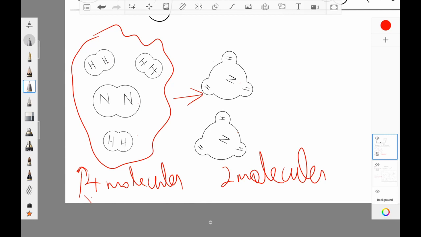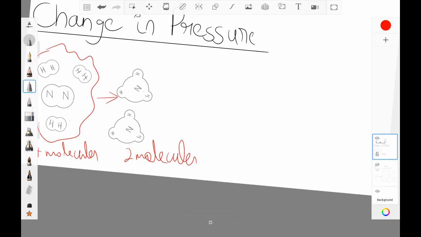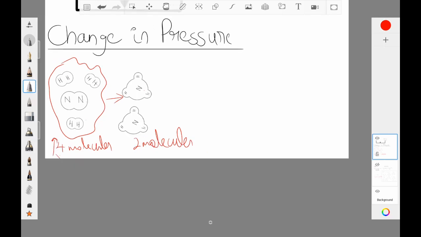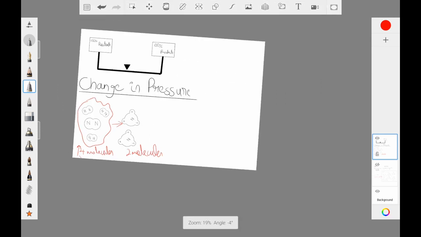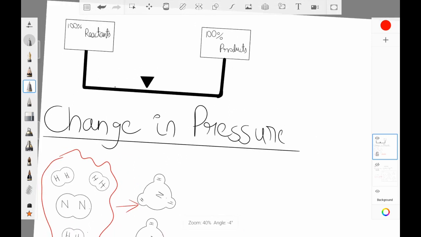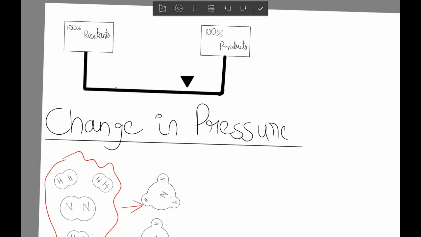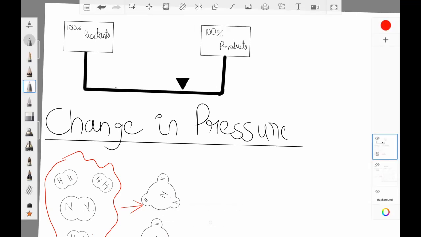However, a change in pressure for the backward reaction would imply the following. If I were to change the pressure for the backward reaction, with more molecules on the right, so more ammonia molecules, yes, the pressure would be high, but the yield would actually fall. So really you should increase the pressure for the reactants, and this will make it so that the equilibrium shifts to the right, and so your yield increases.